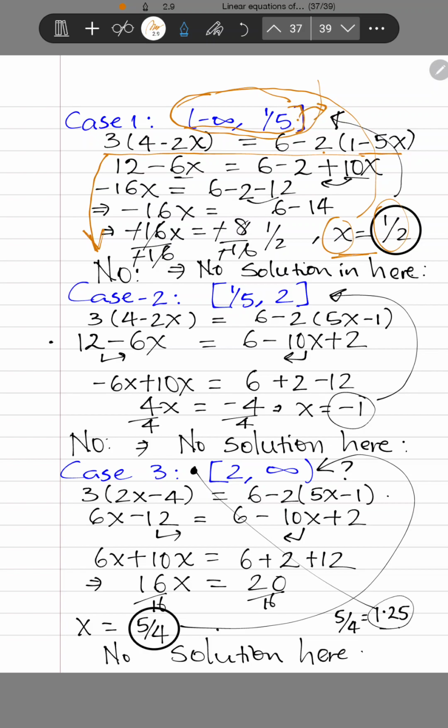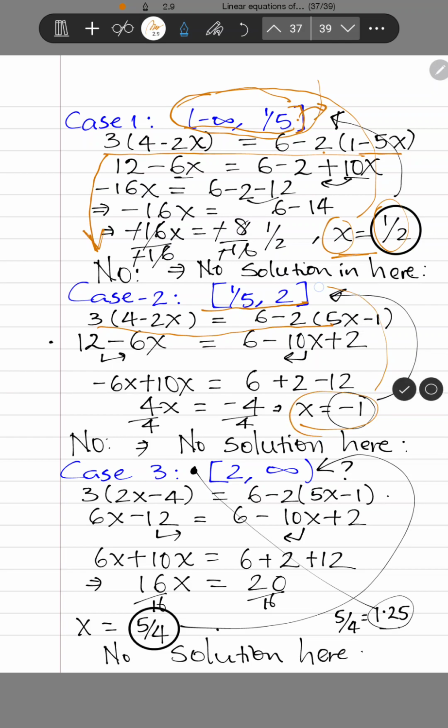It's just out. So for that reason, in case 1, we don't have a solution set. In case 2, from 1/5 up to 2, this is the expression. We set it up earlier on the previous page. What we get from here is x is equal to -1.